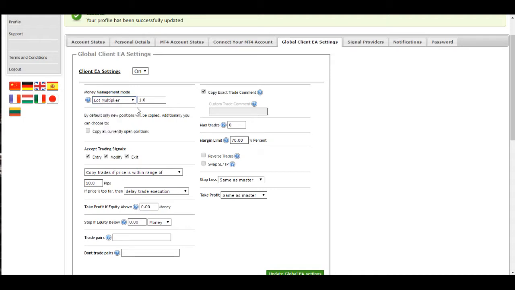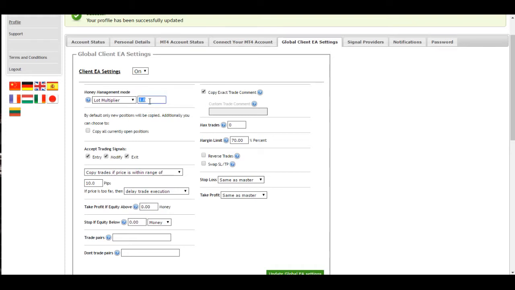All right, next one, lot multiplier. This is really simple. A lot of people know this as risk multiplier. Basically, whatever trade that we place, at 1.0, you're copying it exactly. There's nothing changed. You're copying it to a T.